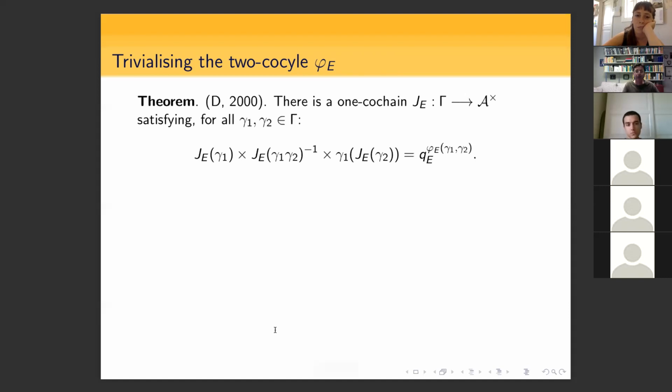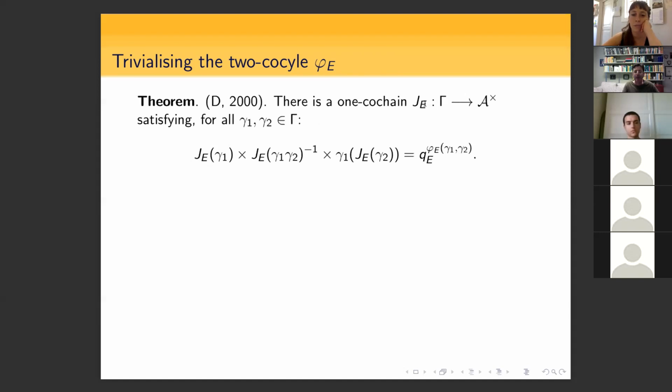Now, around 2000, I made an observation, which is to a large extent what got me started on this whole program of real multiplication. And the theorem is this. It says that there's a 1-cochain on the Ihara group with values in the multiplicative group A star, which satisfies this kind of 3-term condition.